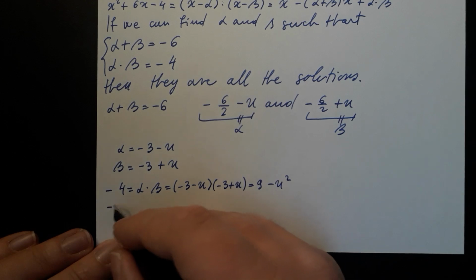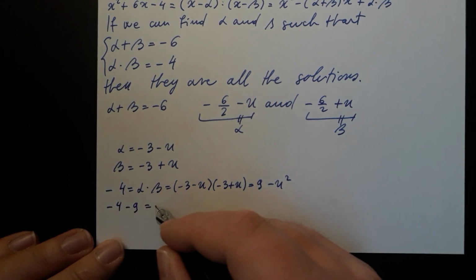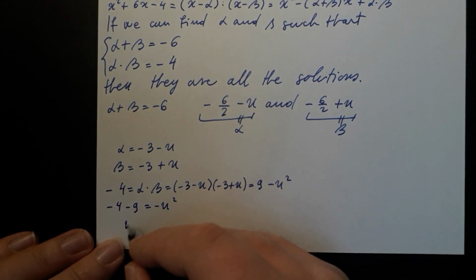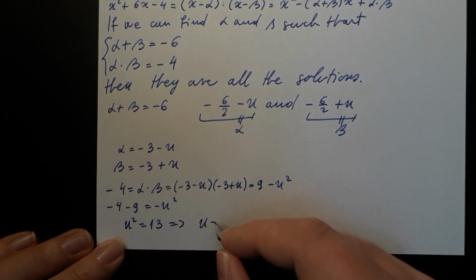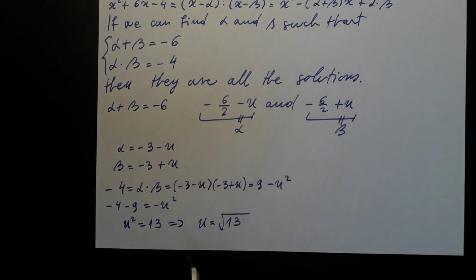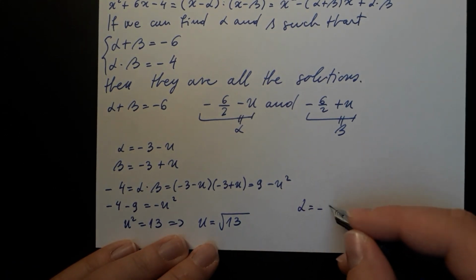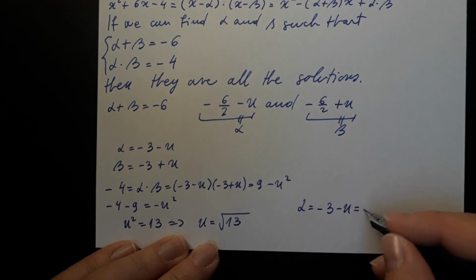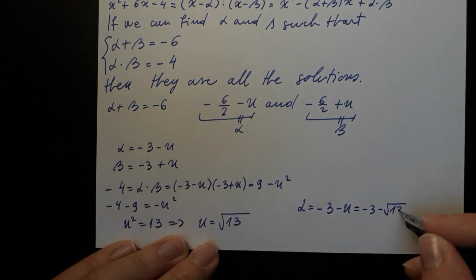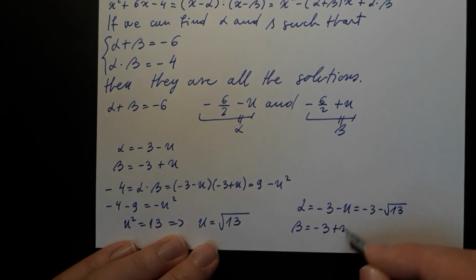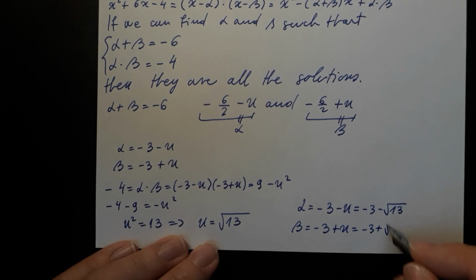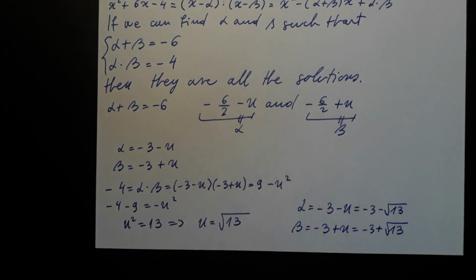And then you get that -4 minus 9 is -u squared, and u squared is just equal to 13, which means that u is equal to the square root of 13. Well, this means that alpha is equal to -3 minus u, which is -3 minus the square root of 13, and beta is equal to -3 plus u, which is -3 plus the square root of 13. And those are all the solutions.